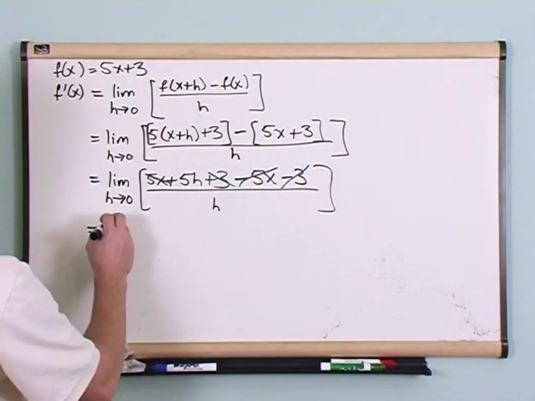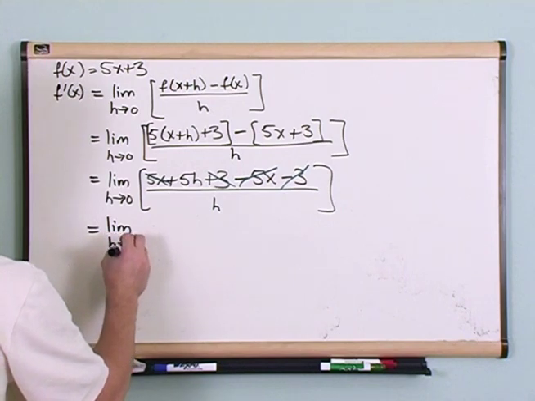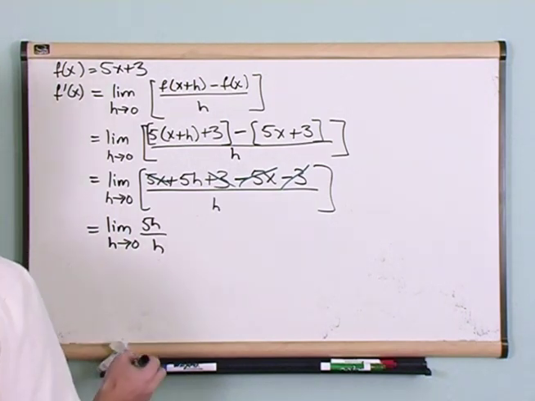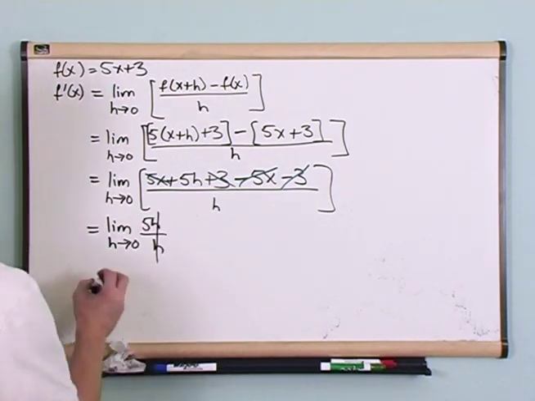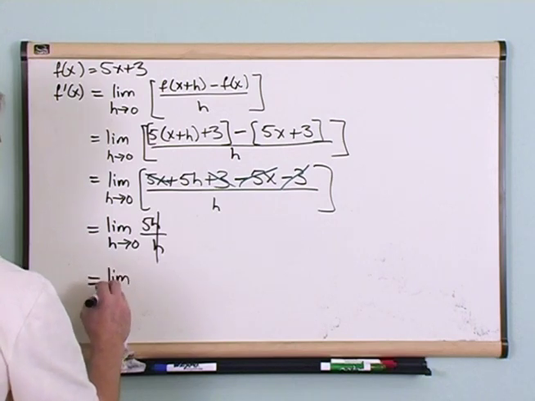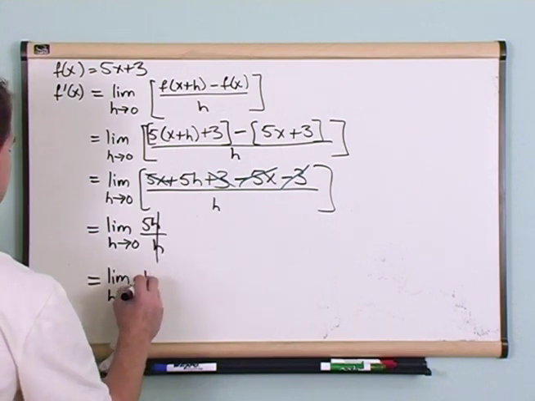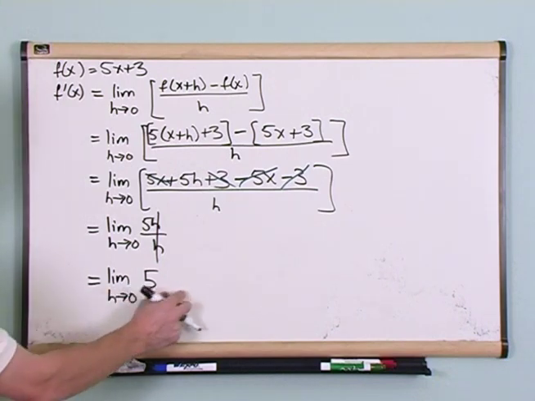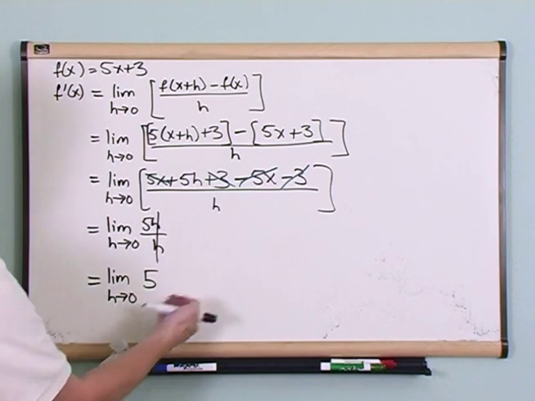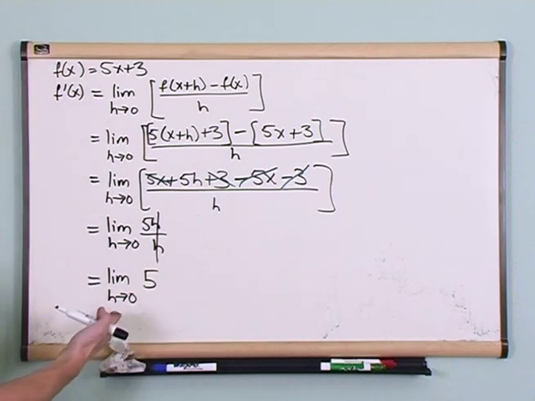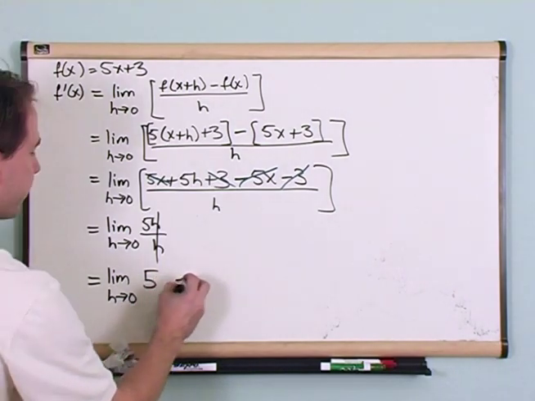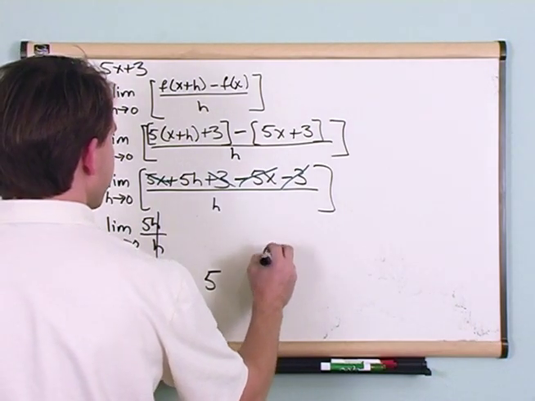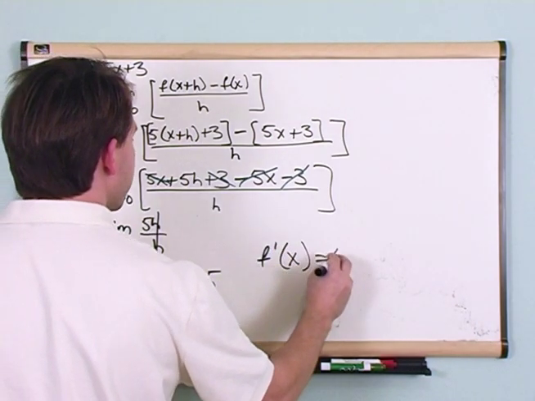So in the end, it's the limit as h approaches 0 of 5h over h. Now, of course, h divided by h is 1, so I'm going to take that out. So it's the limit as h approaches 0 of the number 5. Now this looks goofy. I'm taking the limit as h approaches 0, but there's no h anywhere. Well, that means there's no dependency on h, so I don't even have to do anything to it to take the limit. Okay? So the answer is just 5. Okay, so what that means is the derivative of f of x is equal to 5.